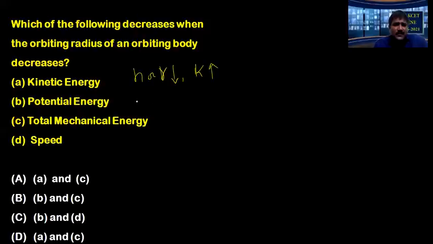Kinetic energy increases. Whereas potential energy, when R decreases, potential energy decreases. Decrease in the sense it becomes more negative. At infinity, potential energy is 0, but it is more negative closer to the Earth's surface. Then total energy E also decreases. Whereas speed V, when the object is brought closer to the planet or Earth, will increase.